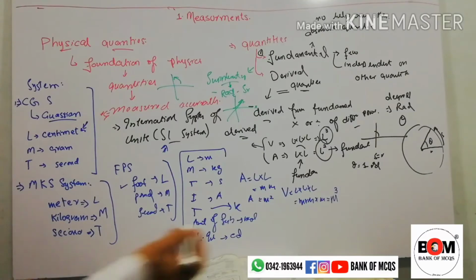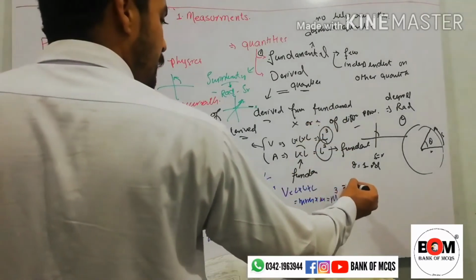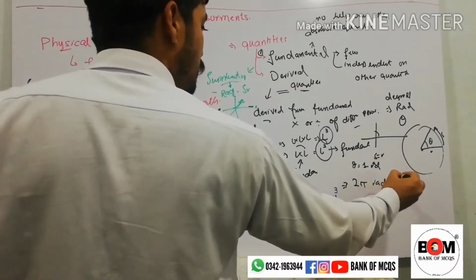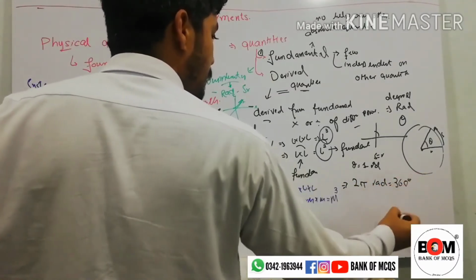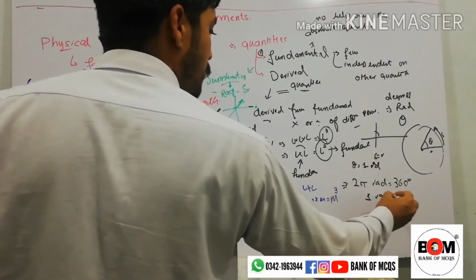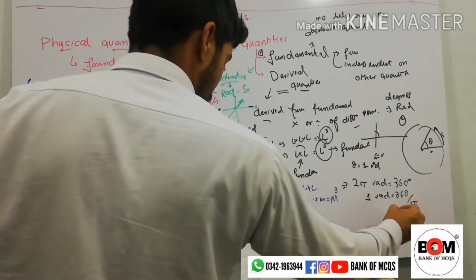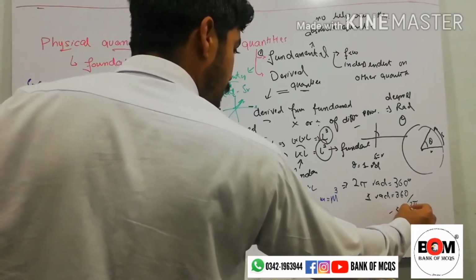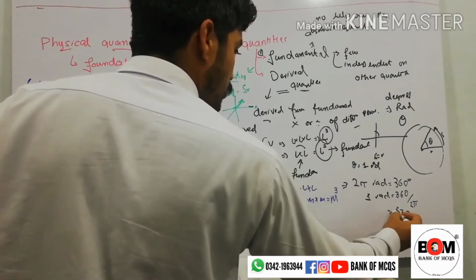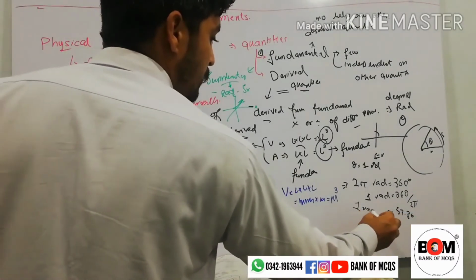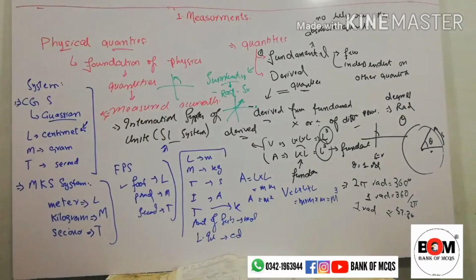Now we also know that a full circle has 2 pi radian, and it is equal to 360 degree. So 1 radian will be equal to 360 divided by 2 pi, and that is equal to 57.3 degree. So bear in mind this equation that 1 radian is equal to 57.3 degree.